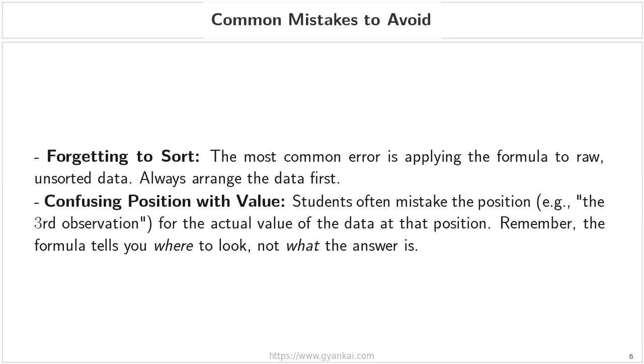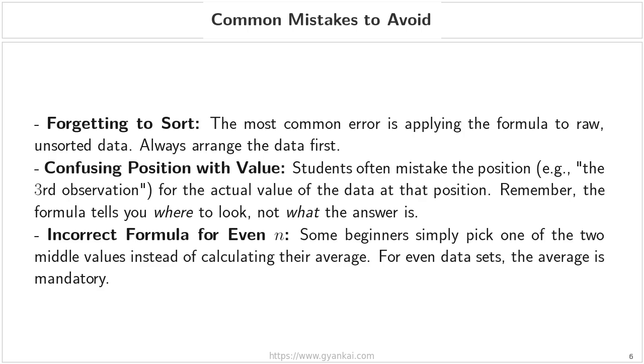Second, please be careful not to confuse the position with the actual value. This is a subtle but important distinction. When you use a formula like n plus 1, all divided by 2, to find the position, that result tells you where to look in your sorted list. For example, it might tell you to look at the third observation. It does not tell you that the answer is 3. You must go back to your ordered list and identify the specific value sitting in that position.